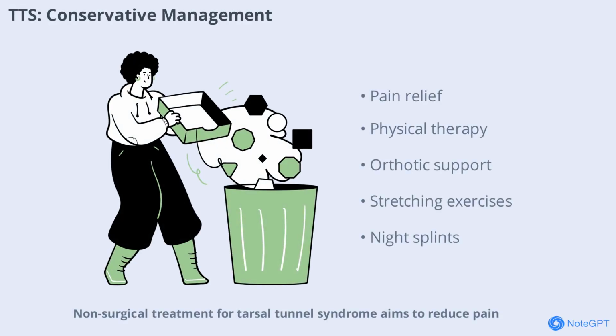Non-surgical treatment for tarsal tunnel syndrome aims to reduce pain, inflammation, and nerve stress. Strategies include modifying activity, using pain relief medications, and neuropathic pain treatments. Physical therapy methods such as cryotherapy, orthotic inserts, and stretching exercises can help. Strengthening exercises, kinesiology tapping, and night splints may also be beneficial. If conservative measures fail, surgical intervention may be necessary.